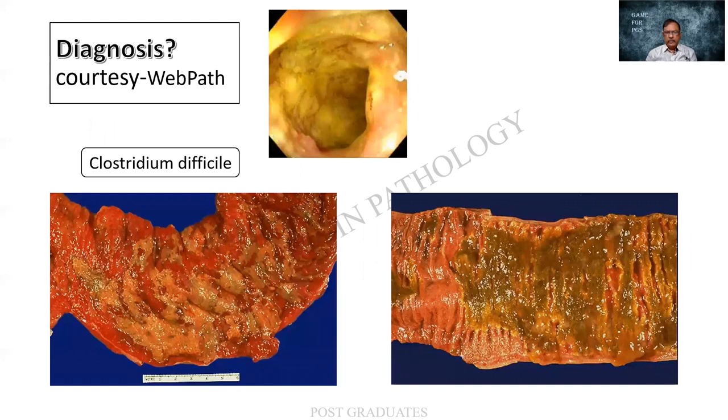This is another ulcer, and we do not get it often. It is caused by Clostridium difficile. I find that there is a superficial ulcer that is extensive and there is a greenish exudate. This is caused by Clostridium difficile, and this can be diagnosed by means of a colonoscope.